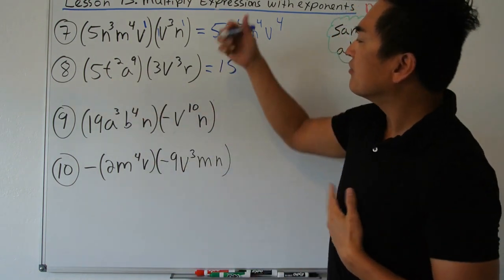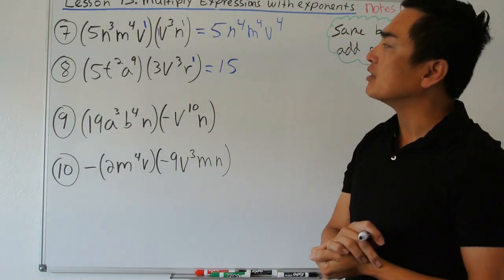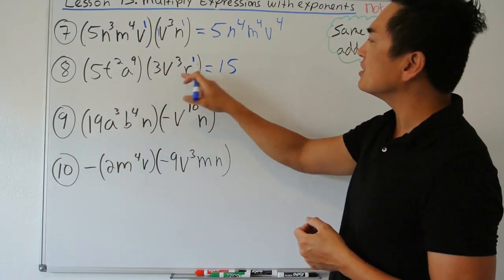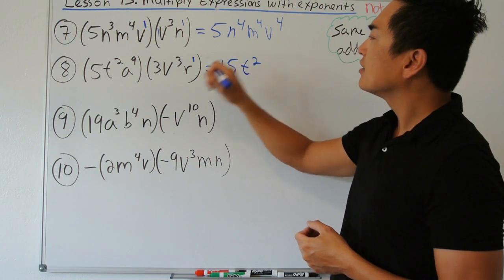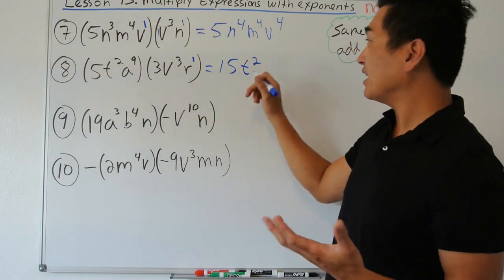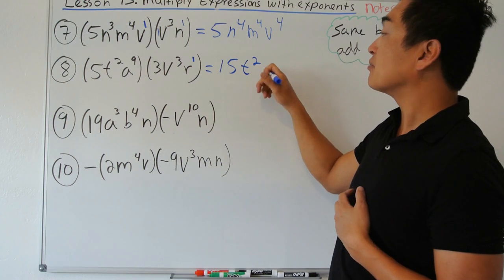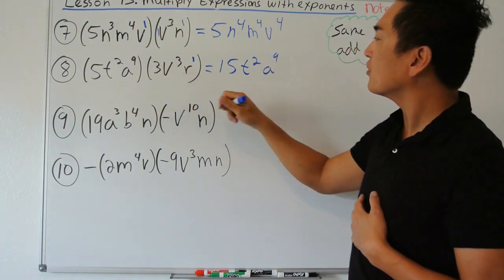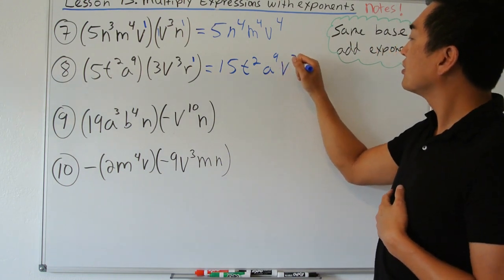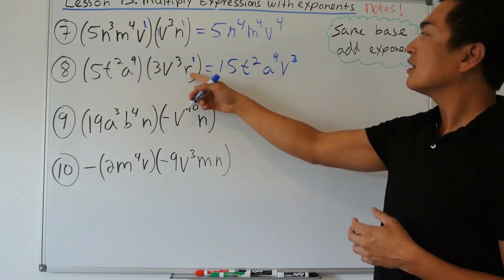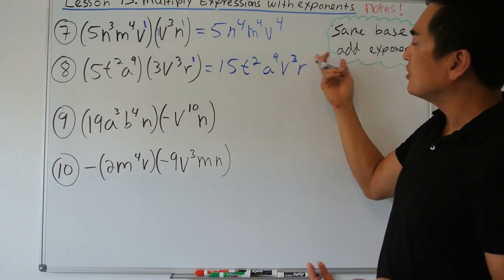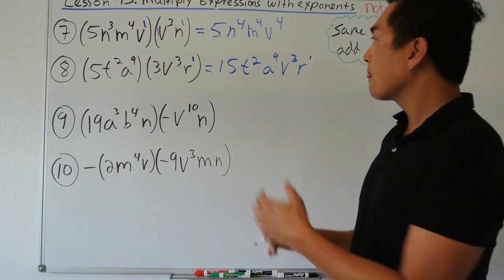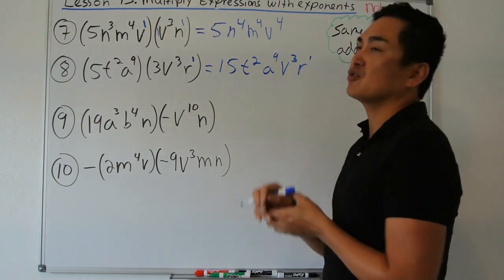You want to put a 1 here first. That's important. Let's take a look at t to the 2nd. There's no other t there, so t to the 2nd. a to the 9th. There's no other a to add the exponent with, same base. So a to the 9th. You get another v to the 3rd. And then again, there's no other v. And then r to the 1. You don't need to put a 1 there. Sometimes people do. It means the same thing. So again, none of them have the same base, so I just rewrote it.